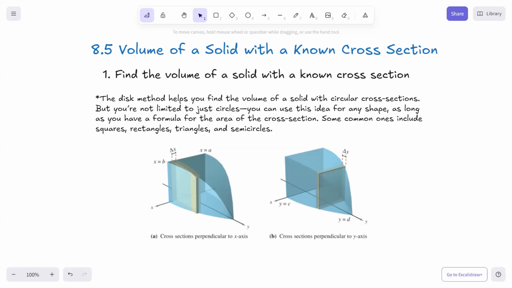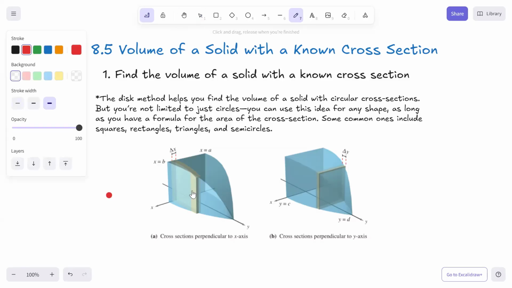So if you look at these examples we have here on the screen, this first one, we have a square cross section perpendicular to the x-axis. And then in this one, we have a square cross section perpendicular to the y-axis. Actually, this one that's perpendicular to the x-axis is not a square, so we wouldn't want to slice it like that. But if we sliced it perpendicular to the y-axis, then we would have better luck there.